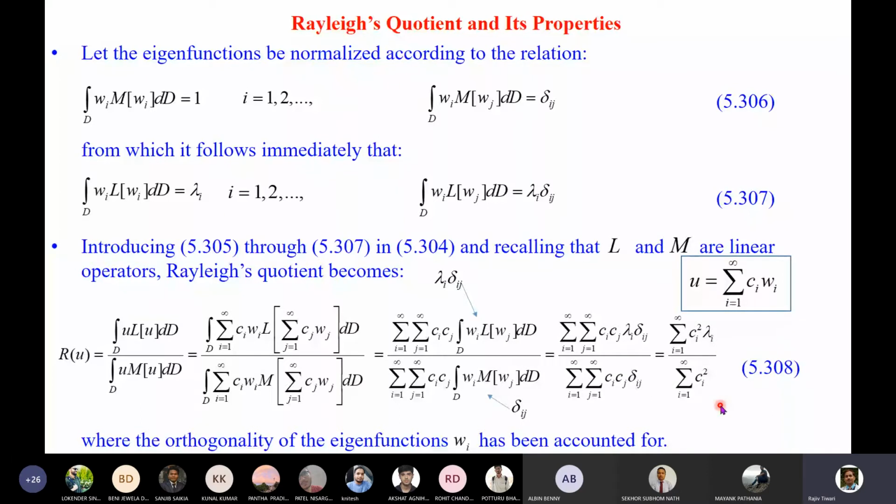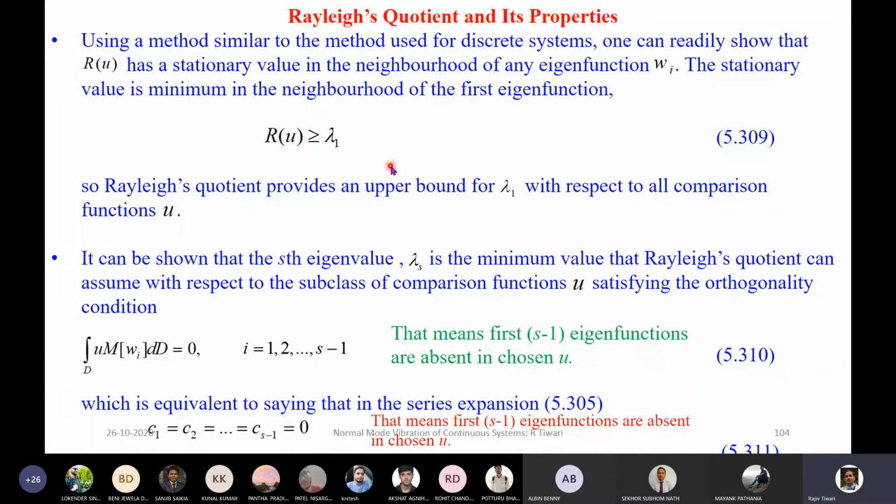Now, the property of this Rayleigh's quotient is that it is always greater than or equal to the fundamental eigenvalue, or the first eigenvalue, of the continuous system. Whatever was there for the discrete system is valid here also, that it gives the upper bound for lambda 1. Lambda 1 is the lowest eigenvalue of the problem.